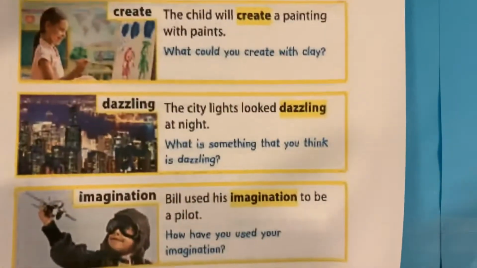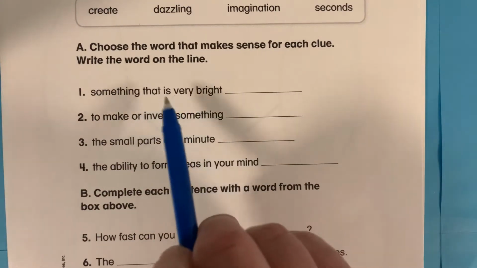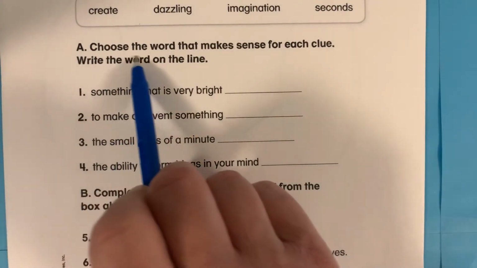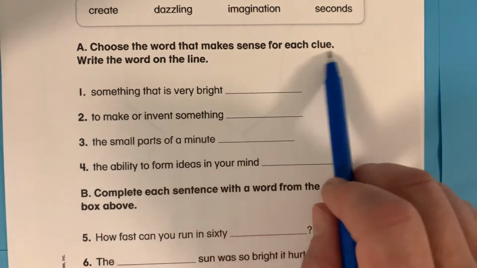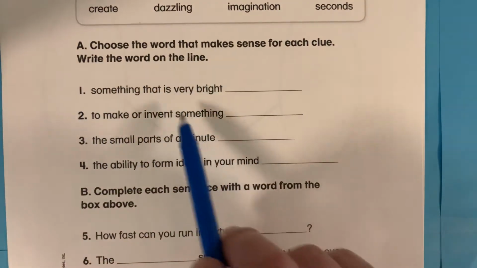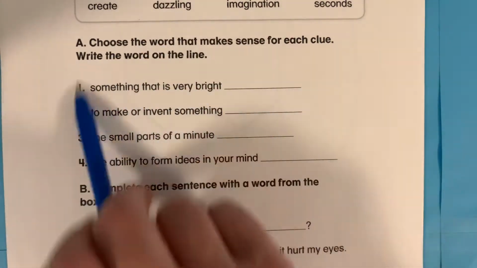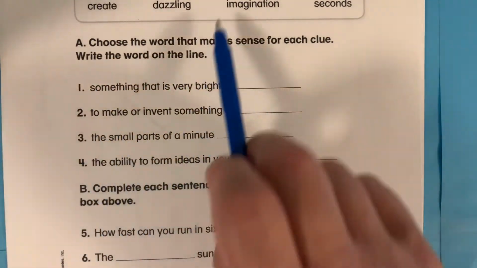All right, now you're going to use those words 2 ways. You first are going to choose the definition that matches the word. It says choose the word that makes sense for each clue. Write the word on the line. These are really just definitions like we've done before. They define what it means.